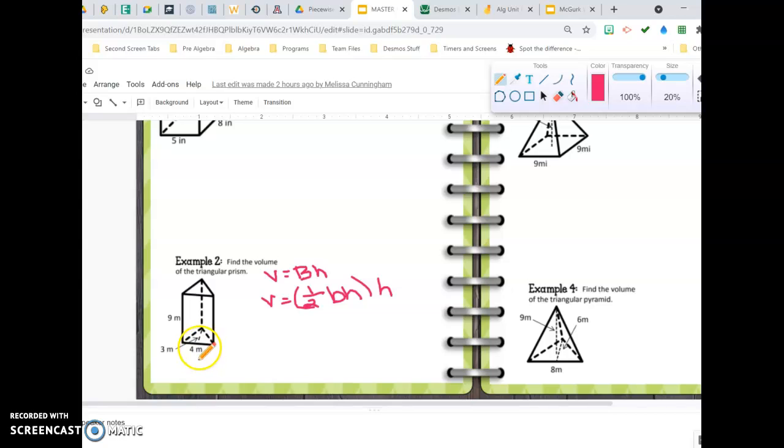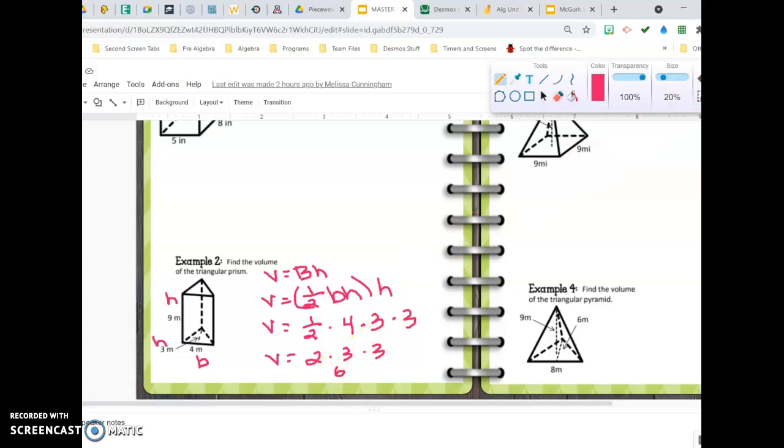So looking down here, we see that 4 is the base. We see that 3 is the height of this bottom triangle here, and then 9 is the height of the entire object. So we're going to take 1/2 times 4 times 3 times 3. Okay, and then you can just do order of operations here. 1/2 times 4 is 2 times 3 times 3. 2 times 3 is 6.